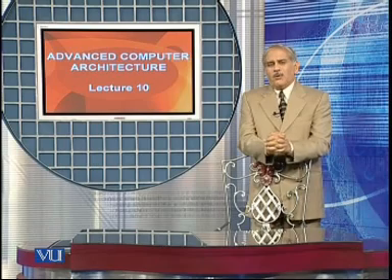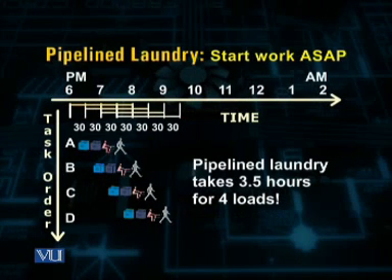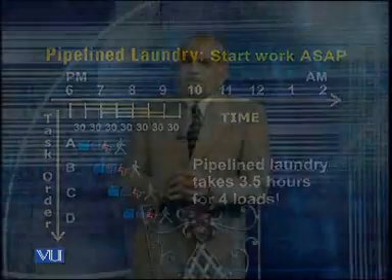This way, all the four loads will be completely washed, dried, folded, and placed in the respective drawers within a time period of 3.5 hours for all the four loads. This shows that all the functional units have been operating independently over here. Multiple tasks have been performed simultaneously, that is, at a particular instant of time when the washer is busy washing the fourth load, the dryer is busy drying the third load, the folder is busy folding the second load, and the stretcher is busy placing the first load in the respective drawers.